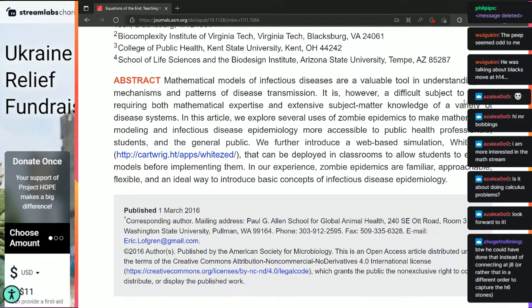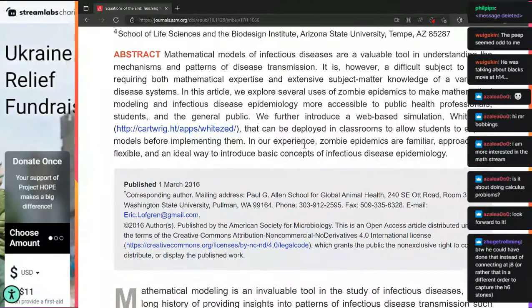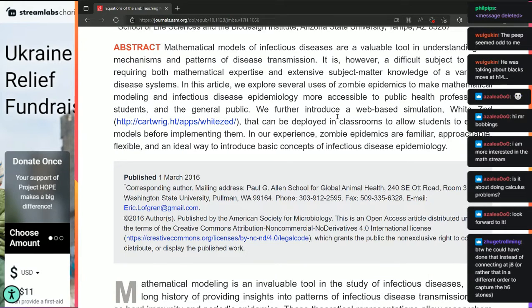Mathematical models of infectious diseases are a valuable tool in understanding the mechanisms and patterns of disease transmission. It is, however, a difficult subject to teach, requiring both mathematical expertise and extensive subject matter knowledge of a variety of disease systems. In this article, we explore several uses of zombie epidemics to make mathematical modeling and infectious disease epidemiology more accessible to public health professionals, students, and the general public. We further introduce a web-based simulation, Wiki Z, that can be deployed in classrooms to allow students to explore models before implementing them. In our experience, zombie epidemics are familiar, approachable, flexible, and an ideal way to introduce basic concepts of infectious disease epidemiology.